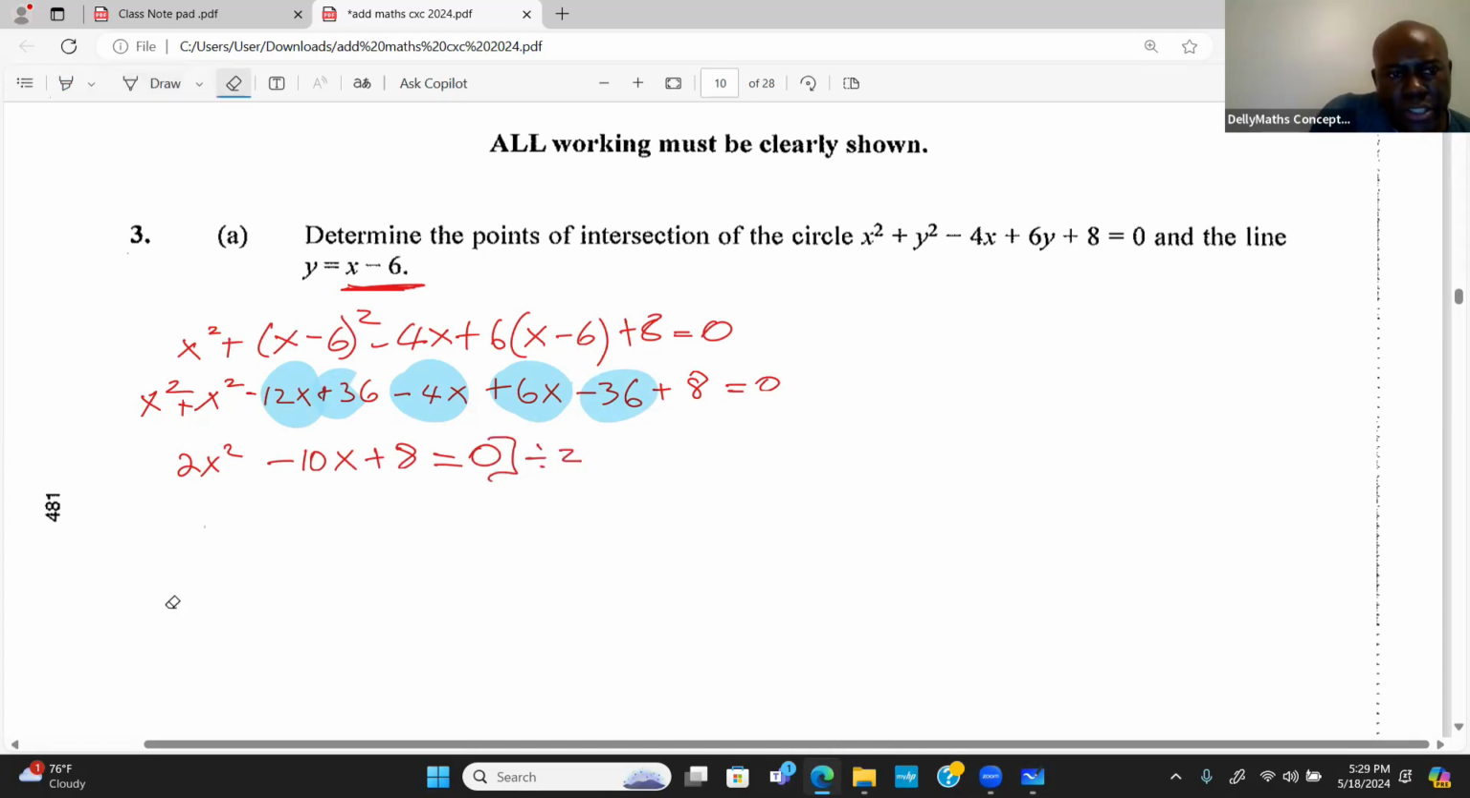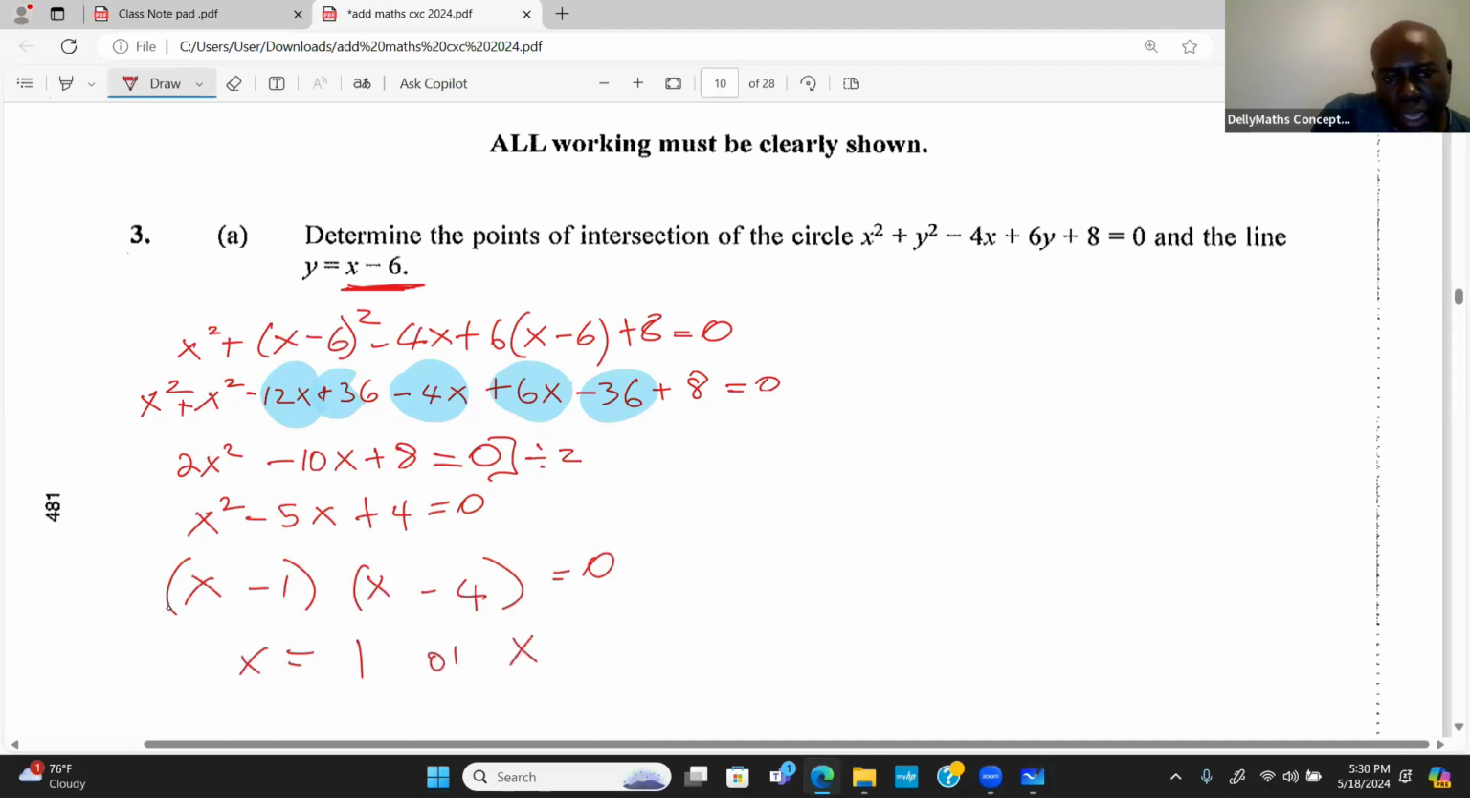You want to break this down because everything is divisible by 2. So you're looking at x squared minus 5x plus 4. This is equal to 0. And now you probably will see it very easily: x minus 1, x minus 4 right there, which suggests that if this is equal to 0, then x is equal to 1, x is equal to 4. Now, these are my solutions for x.